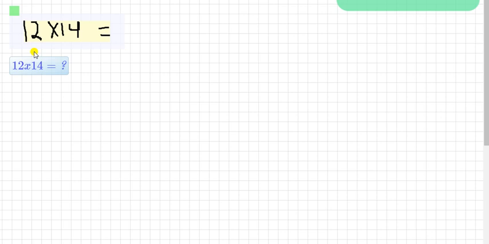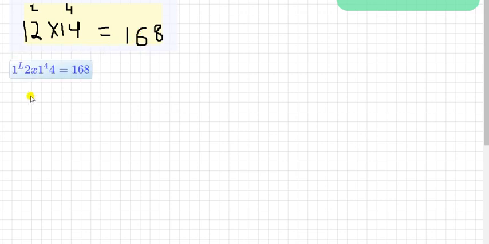So 12 minus 10 is 2. Then 14 minus 10 is 4. We will multiply this 2 with 4, that is 8, and we will write only the single digit 8. And then we add 12 plus 4, or you can add 14 plus 2, that is 16.